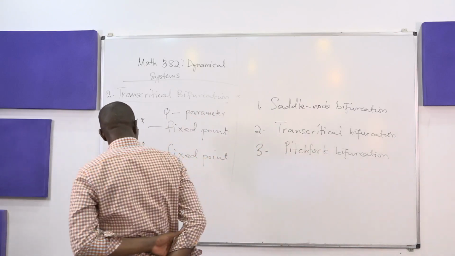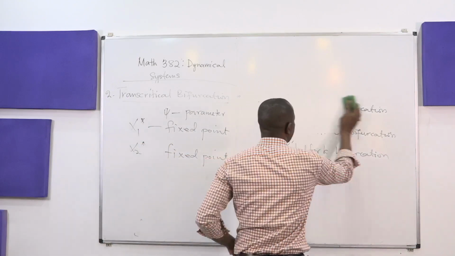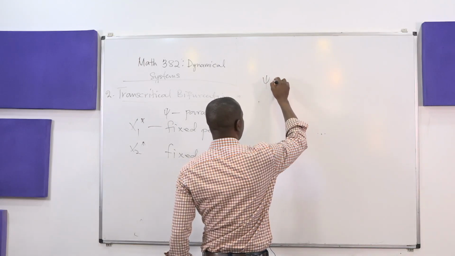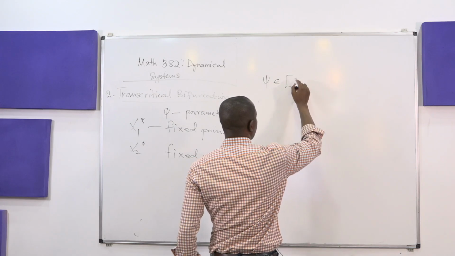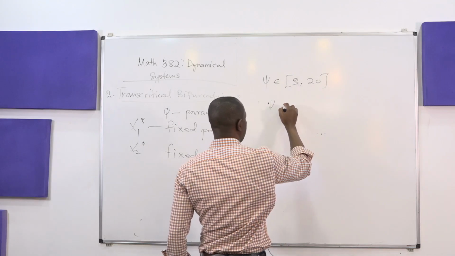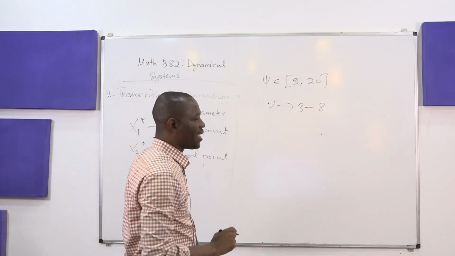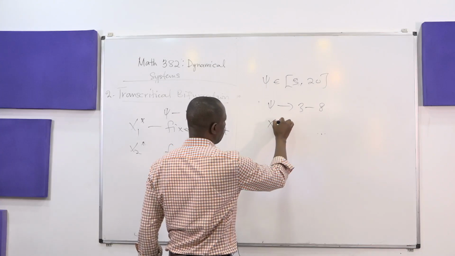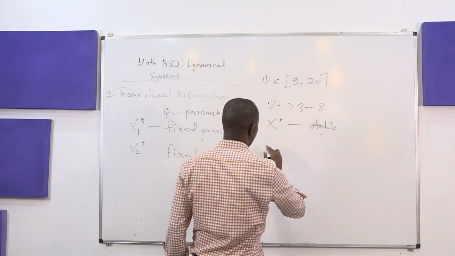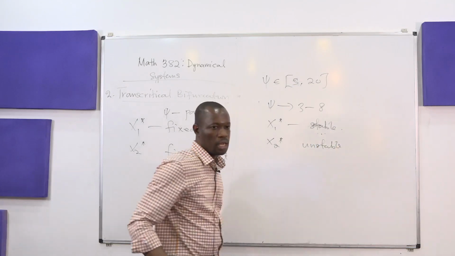So here, let's suppose that psi takes values in the domain, let's say 3 to 20. Maybe when psi is from 3 to 8, is that okay? Then x1, the fixed point here, becomes asymptotically stable, and then x2 is unstable. Is that okay?